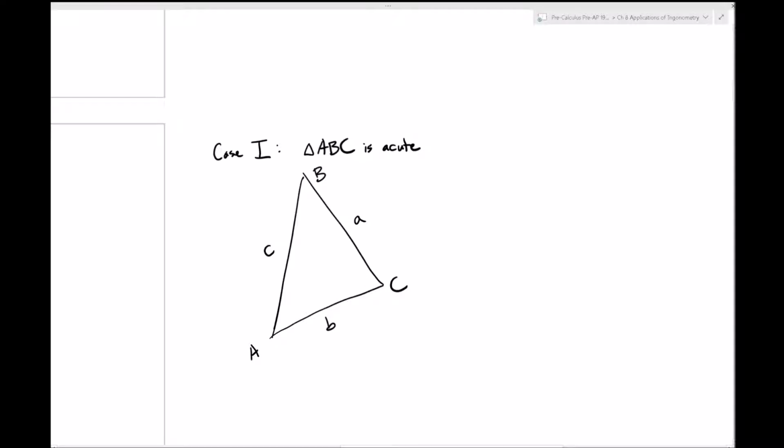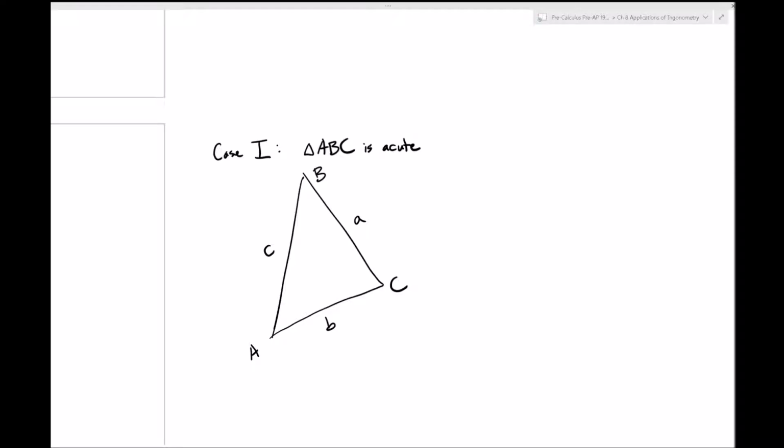So case 1, when triangle ABC is acute. Oops, I wrote A twice. So we have an acute triangle. I'll try my best to draw an acute triangle, something like this. This is A, B, C. All of those angles are supposed to be less than 90 degrees, and it kind of looks like I did okay. And then we also have side lengths, little a, little b, little c. Hopefully the placement of A, B, C, and little a, b, c is obvious here. Little a, b, and c have to be opposite the uppercase A, B, and C, respectively.